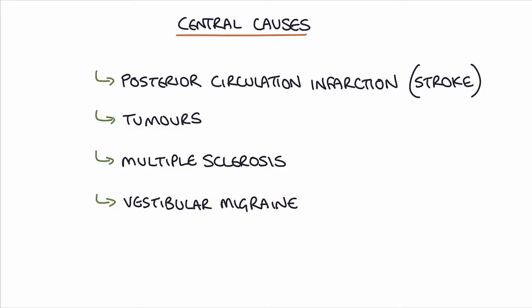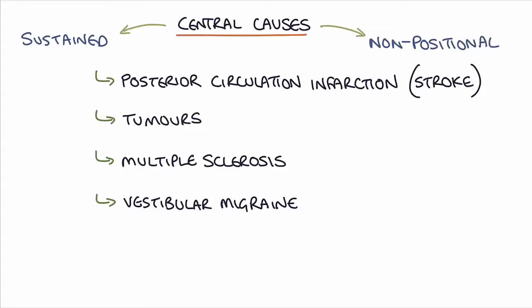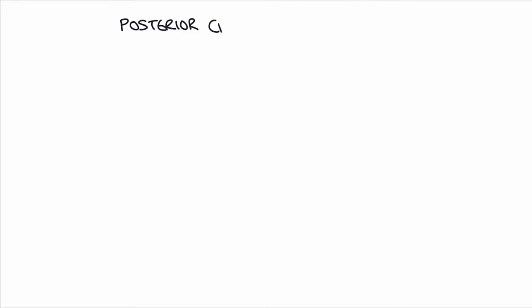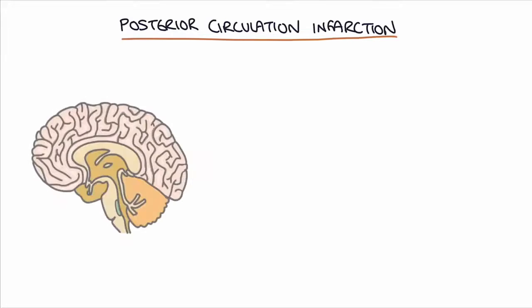All of the central causes of vertigo will cause a sustained, non-positional vertigo, because they aren't caused by disruption to the movement of fluid within the semicircular canals, they're caused by disruption to the interpretation of signals within the central nervous system itself. First, let's talk about posterior circulation infarction.